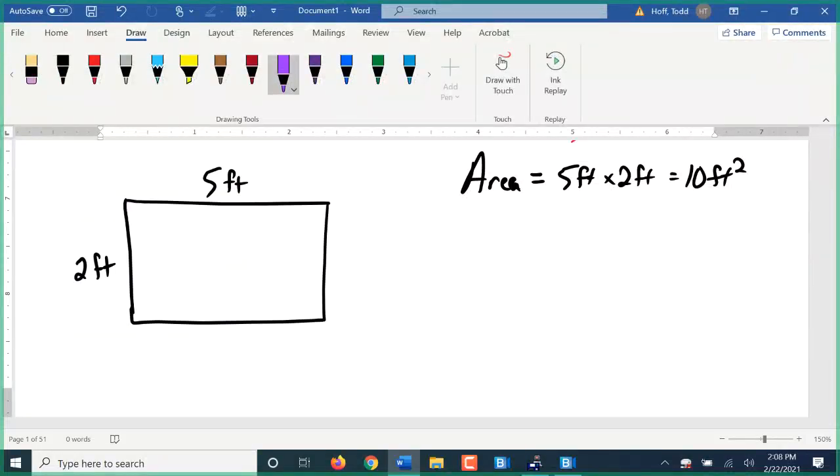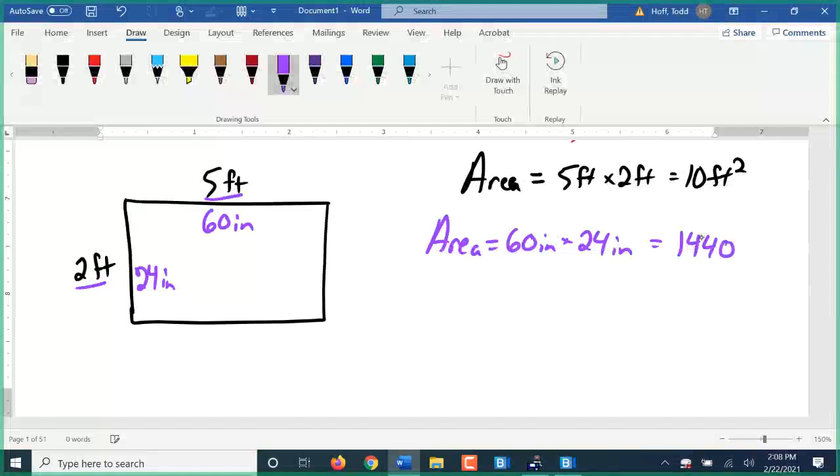However, what if I change this? 2 feet is 24 inches. 5 feet is 60 inches. If I find the area in inches, 60 inches times 24 inches equals 1,440 square inches. Quite a difference.